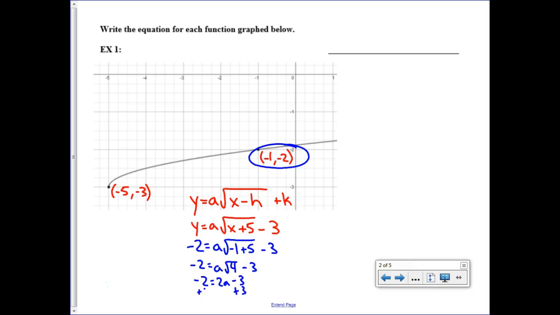Add 3 to both sides. So I get 1 equals 2a. Divide by 2. So a equals 1/2. So then I can write y equals 1/2 square root. And I still want to leave that h and that k in there. So x plus 5 minus 3. And that's it. That's our function after it's been translated.